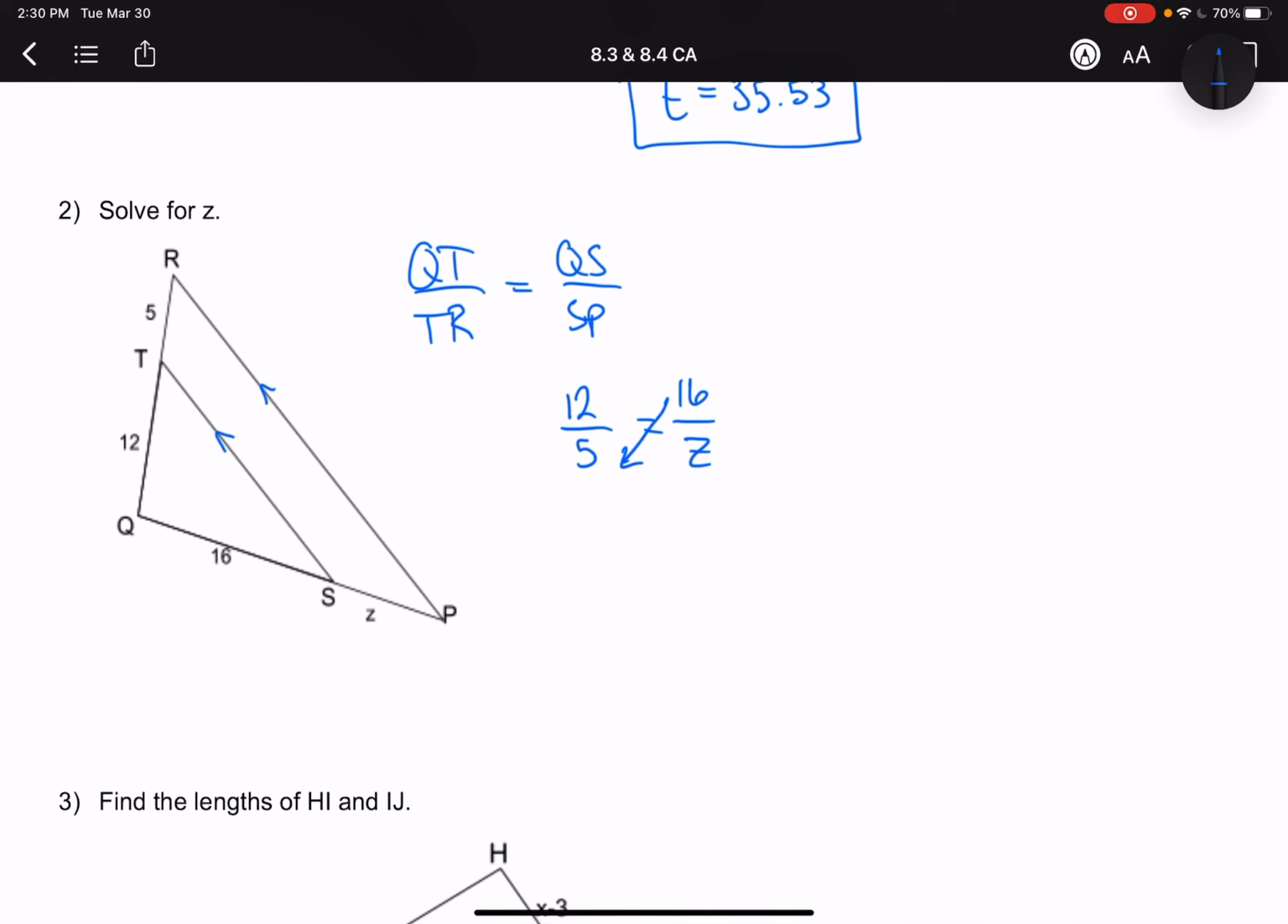We're going to cross multiply again. 16 times 5 is 80. 12 times Z is 12Z. We'll divide out 12 from both sides, and that leaves us with Z, which is about equal to 6.67, which is really 6 2/3.